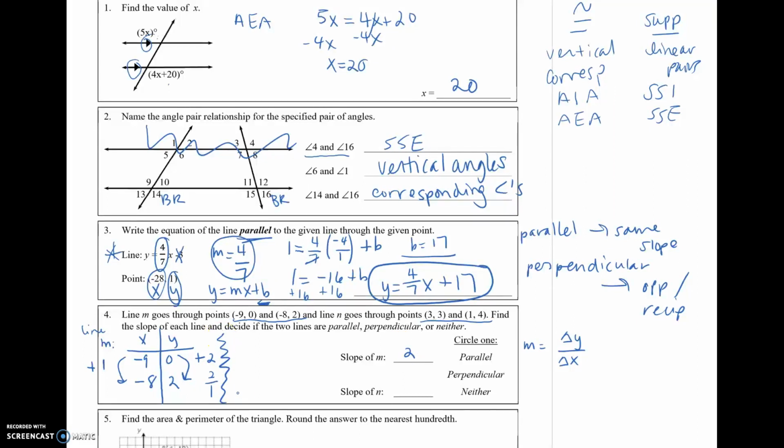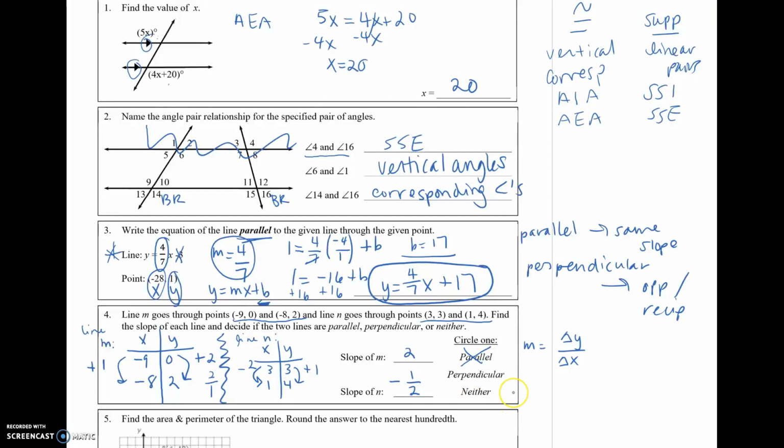All right, so if I do the same thing for line N, I make my xy table and put the ordered pair 3, 3 in my table, and the ordered pair 1, 4. If 3 to 4 is an increase of 1, that's my change in y. 3 to 1 is a decrease of 2, that's my change in x. So my slope of N is -1/2. So I know that these are not parallel because they're not the exact same.